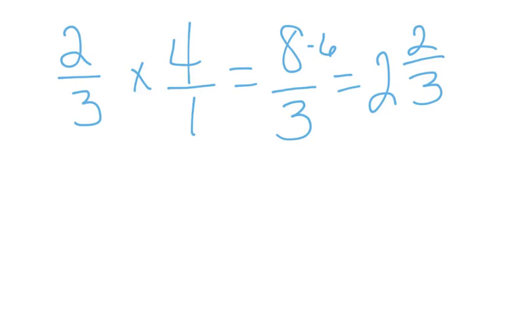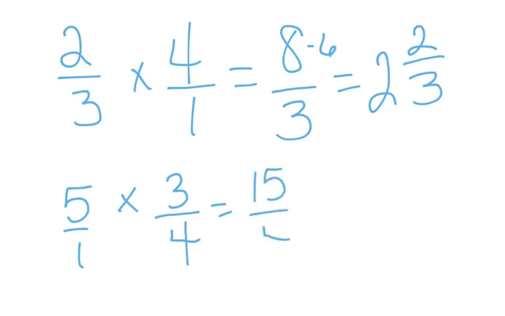If I were to do that again, I could flip it and say 5 times 3/4. Again, any whole number, I just put over 1. Multiply straight across. And divide. 15 divided by 4 is 3. I'm sorry, I said 4, but that is 3. 4 times 3 is 12. 15 minus 12 is 3. So 3 3/4.